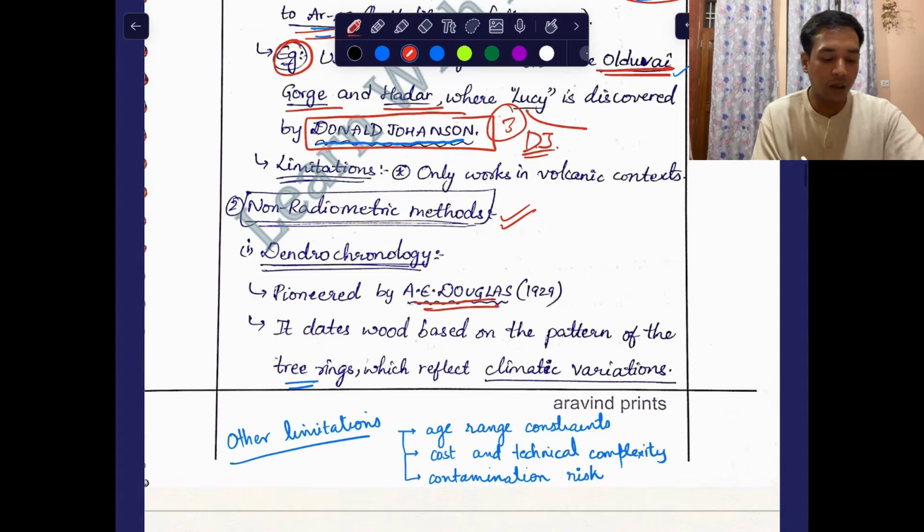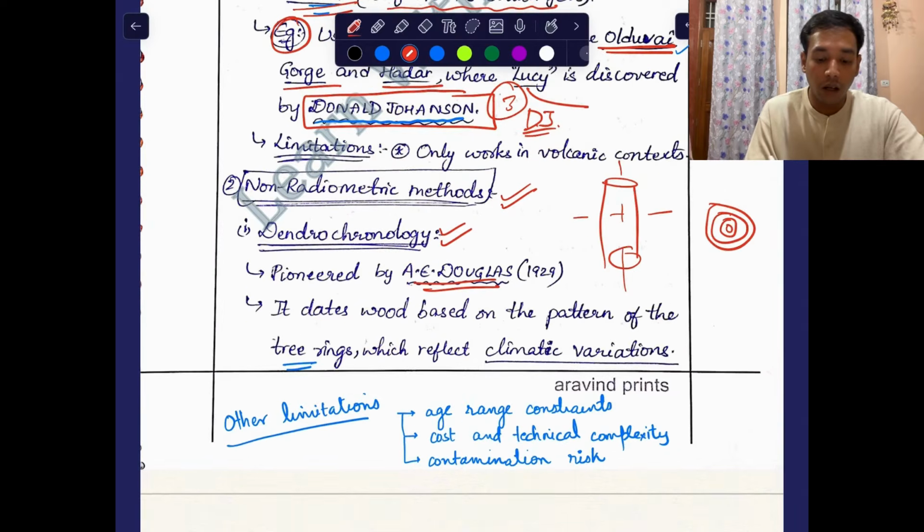Now A.E. Douglass's dendrochronology. It is based on wood pattern. So what is dendrochronology basically? Let's say there is a tree sample, you cut it, and if you look at the cross section, you will find these types of tree rings. And these tree rings will be different based on the climate.